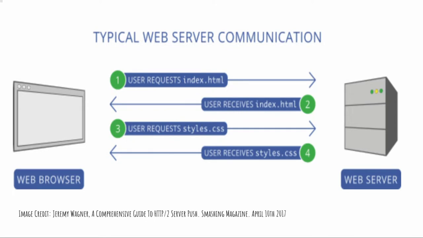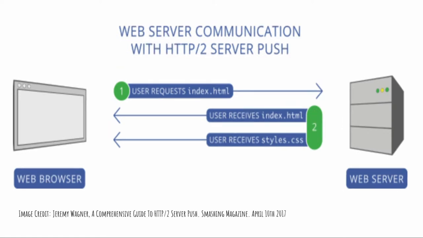But imagine the case where index.html references 10 or 20 assets, such as style sheets or images or scripts. Then in that case, there'll be 10 round trips, and it doesn't sound very efficient. It delays rendering, and it increases load time. So what can we do about this?